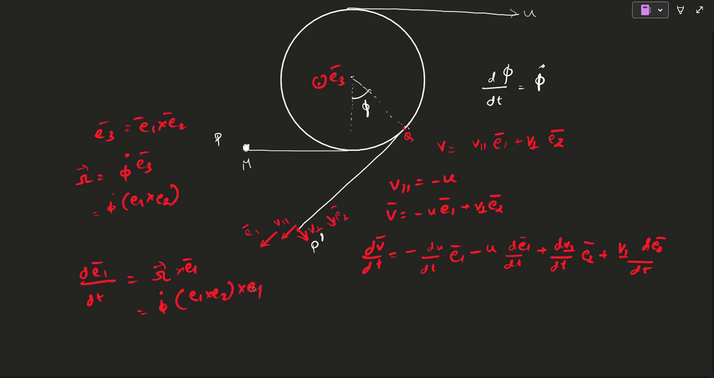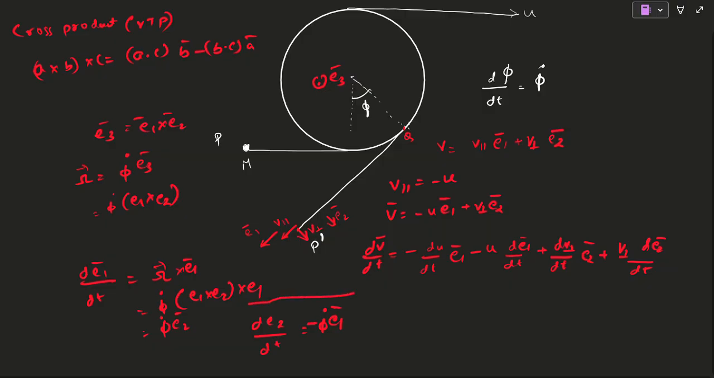Now, one thing you must know about cross products, the triple vector product, which is called the VTP, vector triple product: A cross B cross C is equal to A dot C B vector minus B dot C A vector. So using the same concept, I'll get phi dot e2 cap. Hence dE1 by dt will come out to be phi dot e2 cap. Similarly, you can derive that dE2 by dt will come out to be phi dot e1 cap with a negative sign. So yeah, hope you get it.